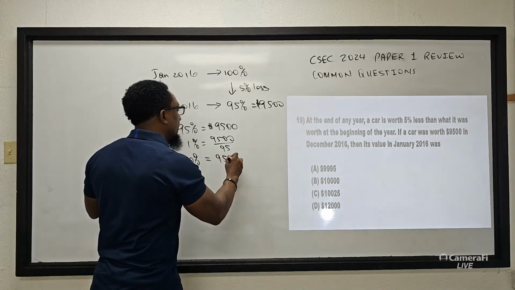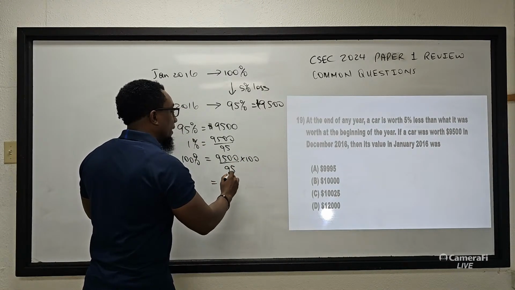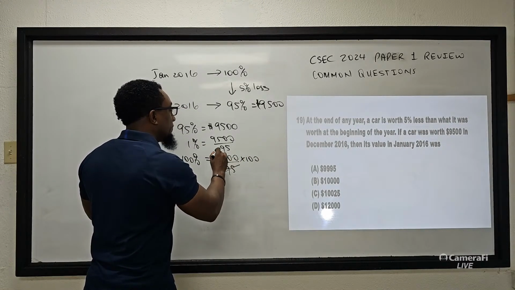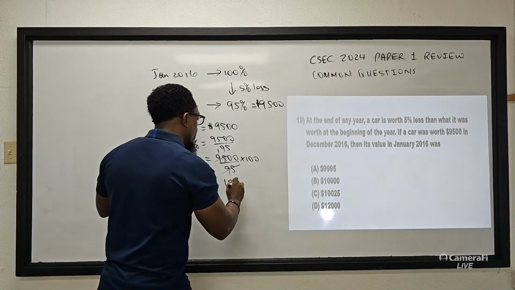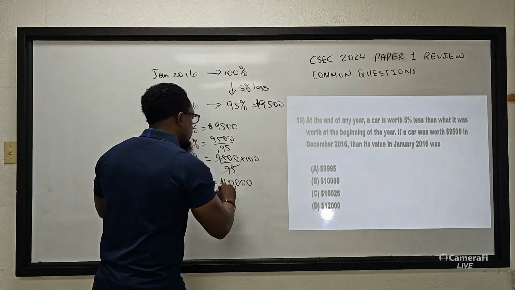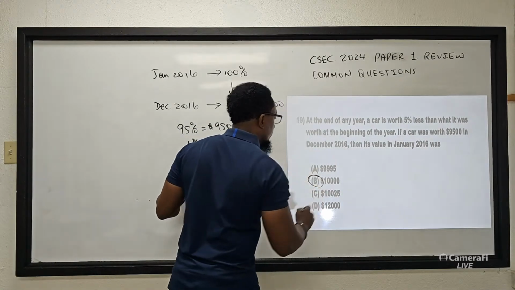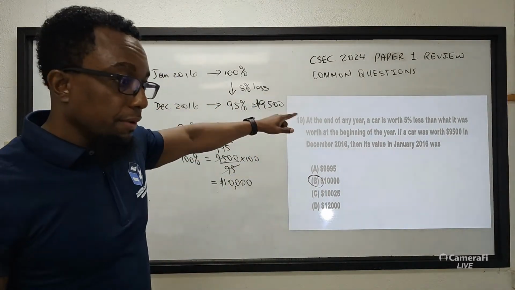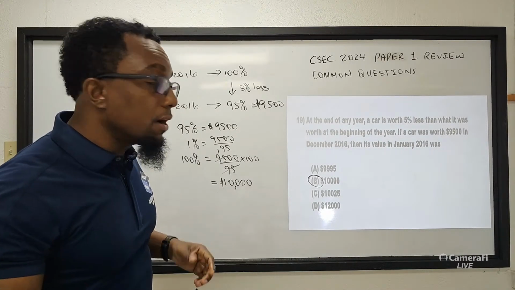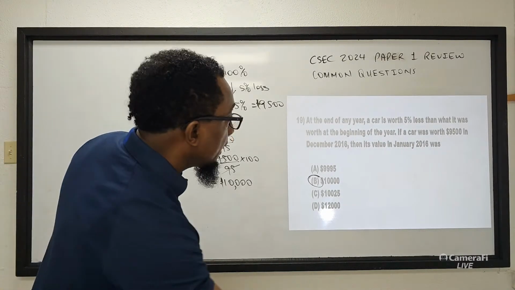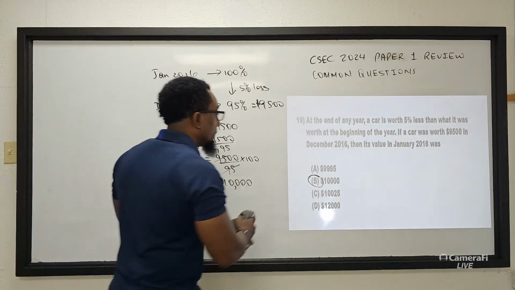That's 9,500 over 95 times 100. And of course, 95 into 95 is 1. 100 by 100 will be 1 with 4 zeros, which is $10,000. So the answer there is B. Another common question, very common question. So make sure we can recognize all the common questions that we can possibly see in the exam and how to work it out. Let's look at 20.